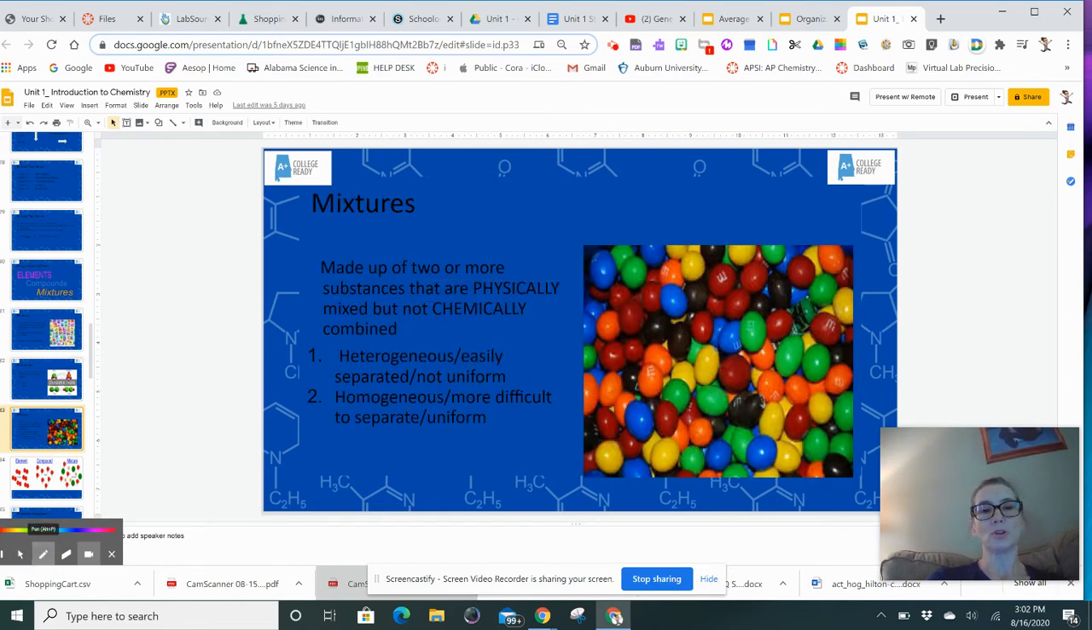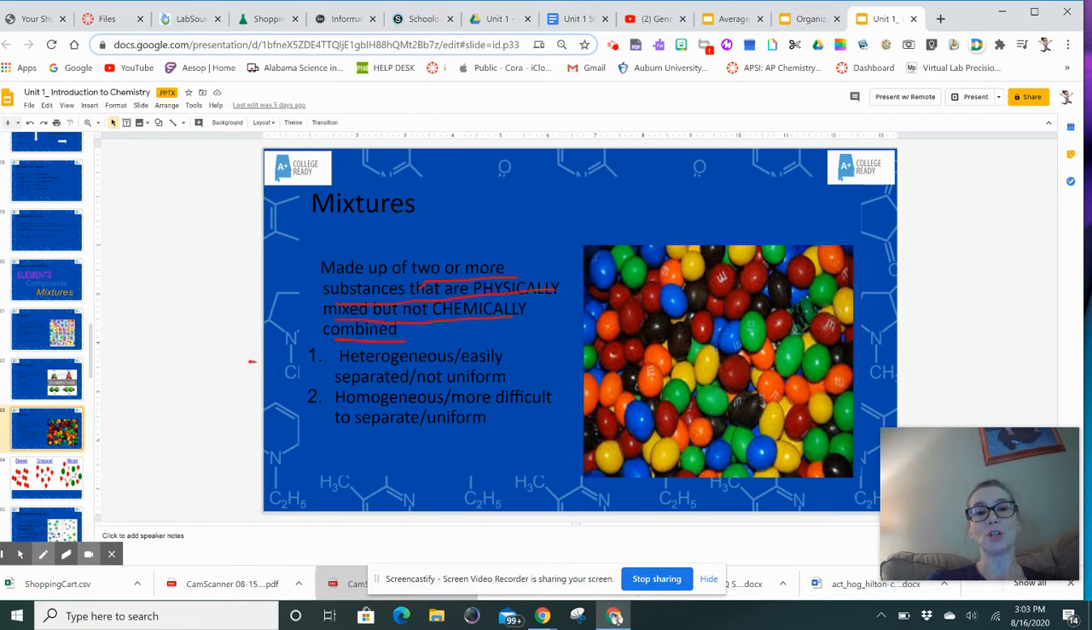And a mixture is 2 or more substances that are physically mixed together, but not chemically combined. So they are not stuck together. They are not bonded together. There is no new property that's formed from them being together. They each keep their own individual properties, okay, because they're not chemically bonded together.